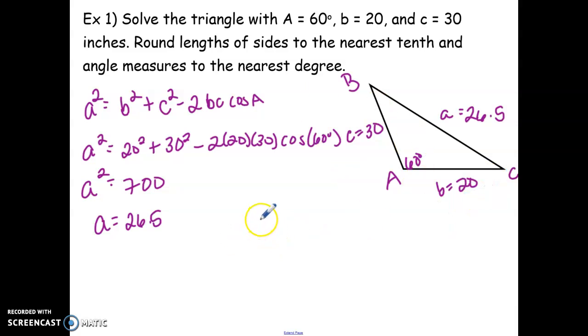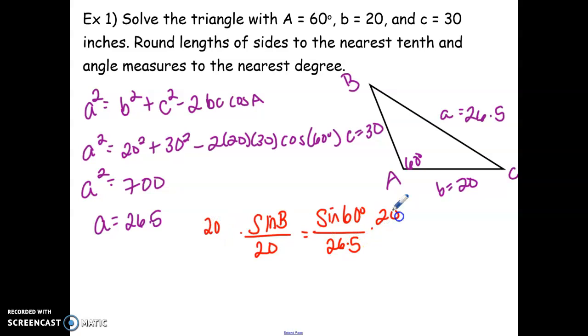So I'm going to start with angle B. So I'm going to do sine of B over side B equals sine of A, which is 60 degrees, over side A, 26.5. If I multiply by 20 on both sides, I can type that in my calculator to get sine of B equals... 41 degrees when we round it, I believe. Yep, 41. Let me check. Oh, sine of B is not 41. Hang on. 20 times sine of 60 divided by 26.5.